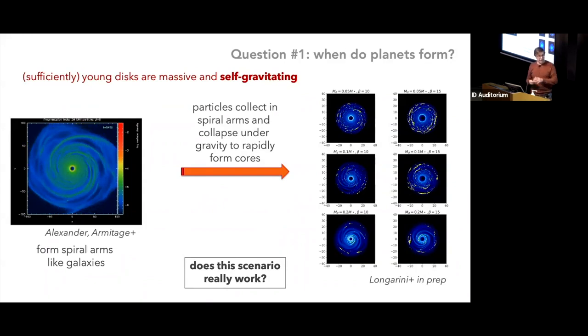So Cristiano Longarini, who visited here for a while last spring, has done simulations of that process. And again, with the right parameters, the right assumptions, the spiral arms can collect together material that could collapse and directly form planets very quickly. So do those scenarios work? There's a lot of uncertainty in really piecing together whether the conditions and the physics work well enough for that to happen, and how that kind of model would fare compared to those other possibilities that I was describing before. But it's something we're interested in and we're hoping to work more on.